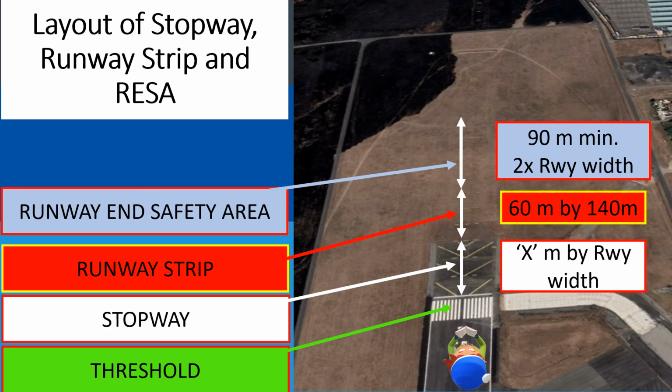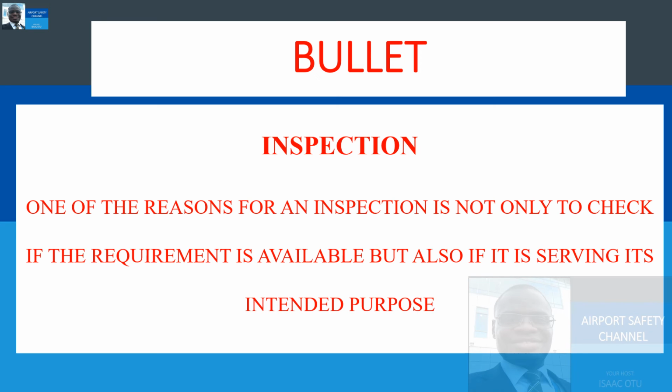We will look at inspection requirements in our next video. Our bullet for today is inspection. One of the reasons for an inspection is not only to check if the requirement is available, but also if it is serving its intended purpose. So don't inspect for inspection's sake, but inspect to find out if what you are inspecting is performing the function for which it is expected.